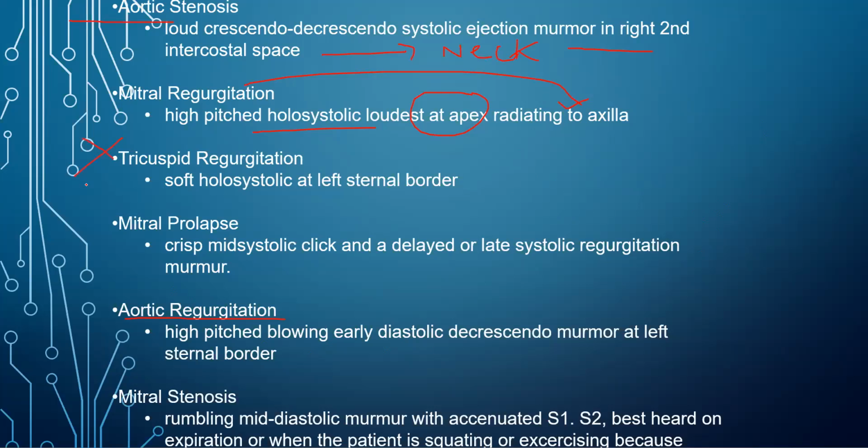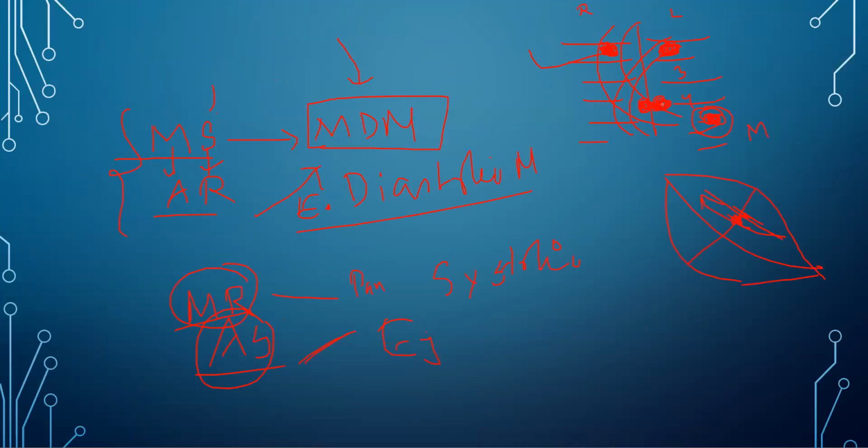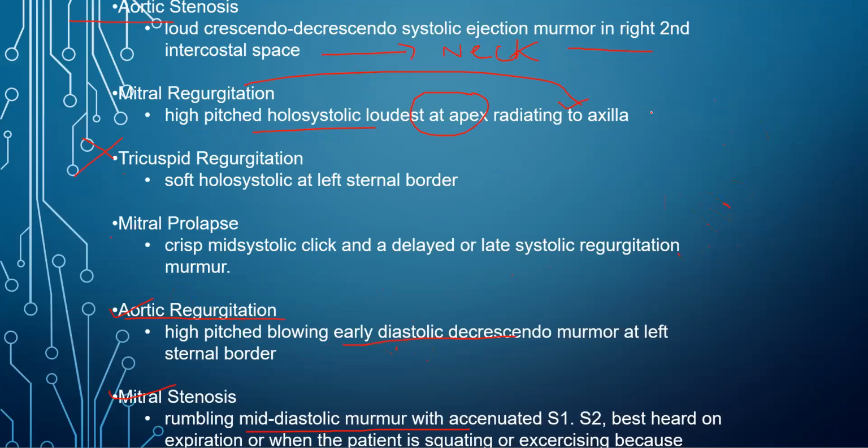You don't need to memorize the tricuspid or pulmonary ones. They never come in the exam. Then you have aortic regurgitation and mitral stenosis. Mitral stenosis, we already know, is a mid-diastolic murmur, and it is always best heard at the apex, which is the left fifth intercostal space. Whereas aortic regurgitation is the early diastolic murmur, and you will usually find it in the left fourth intercostal space along the sternal border.